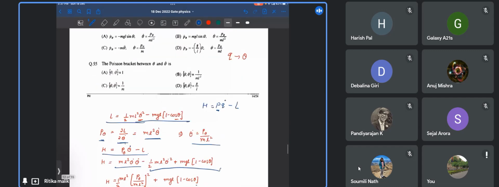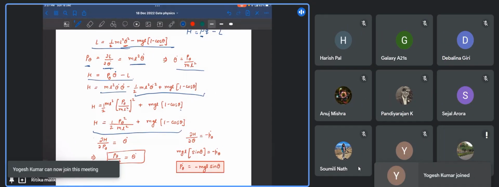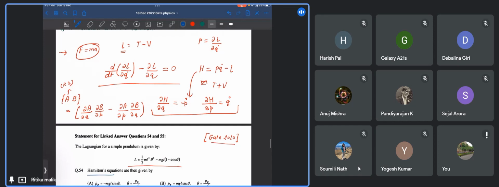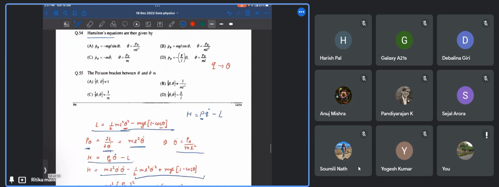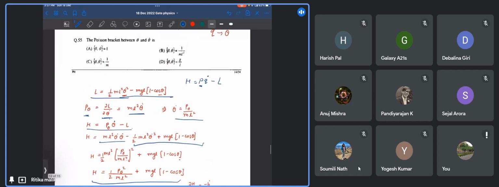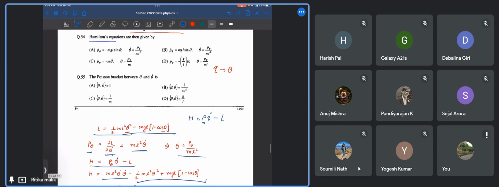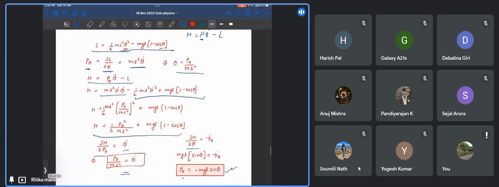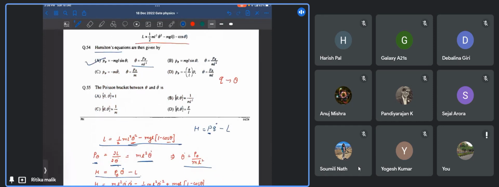But you have to calculate Hamilton's equations of motion. Differentiate del H by del P and del H by del theta. That will give you the first equation of Hamilton's, and this will give you the second equation. They are just formula based questions. If you remember these formulas, they are enough to solve all the GATE questions that have appeared in previous years. So you have theta dot equals p theta by ml square, and p theta dot is minus mg theta. So this is the correct answer here.